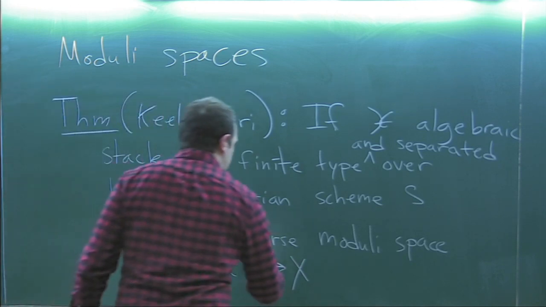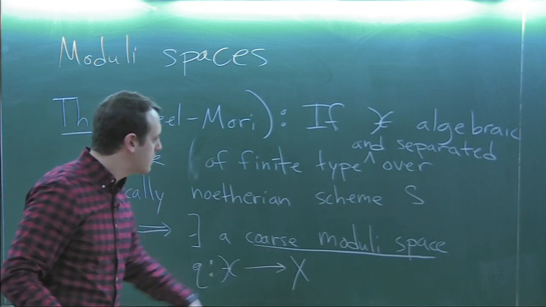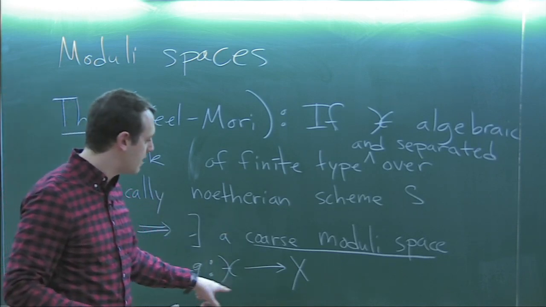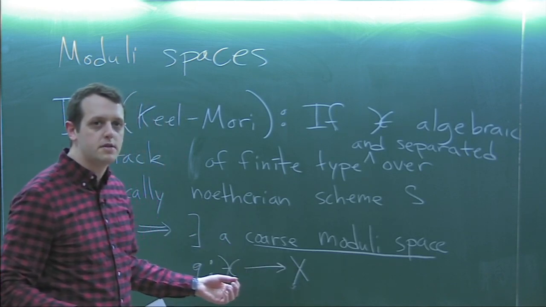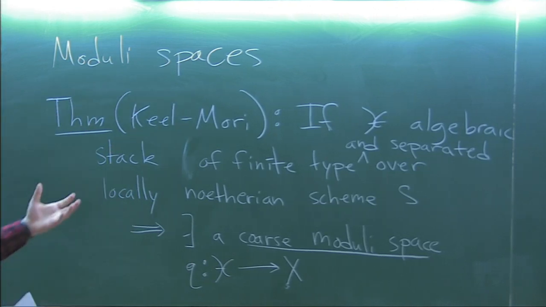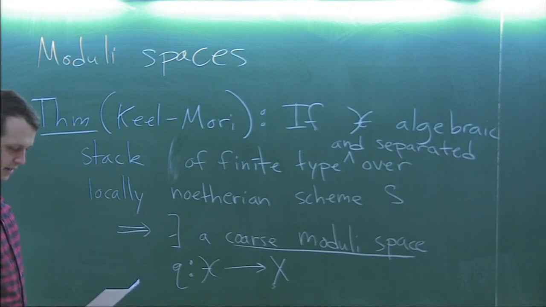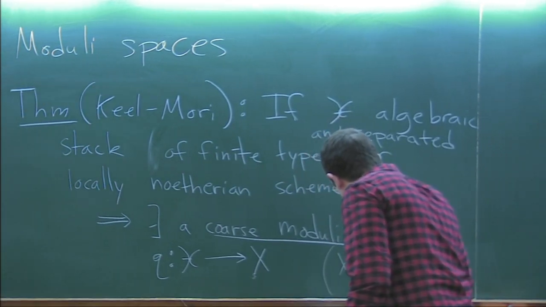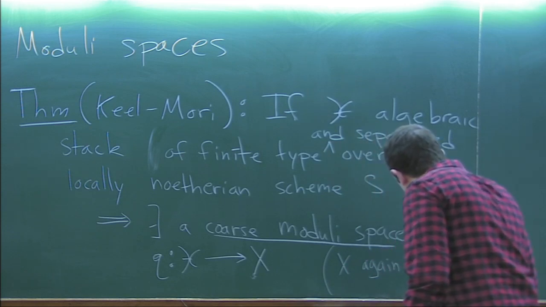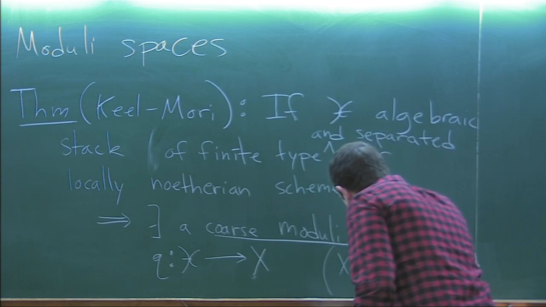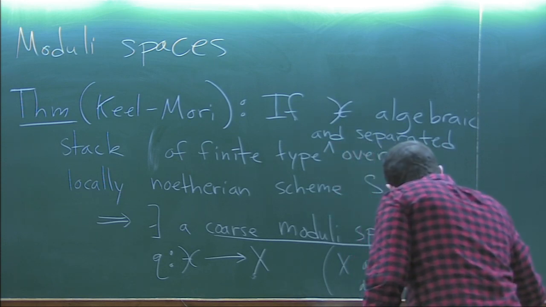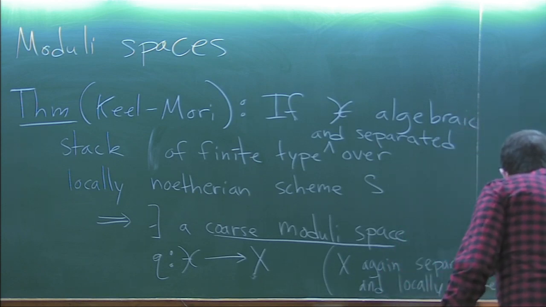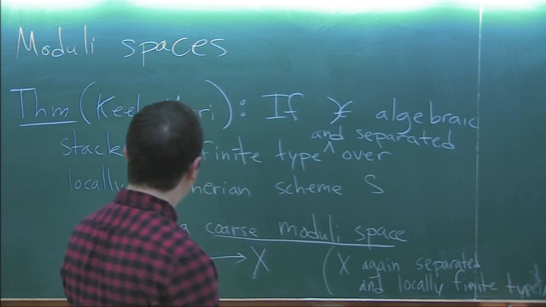And what do I mean by coarse moduli space? This is an algebraic space X and a map like this that should be universal among maps to other algebraic spaces. So any map from the stack to some algebraic space factors uniquely through X. And this should be bijective on geometric points. So that gives you this construction of a coarse moduli space. And also, under these hypotheses, X will again be separated and locally of finite type over S. Okay, so that's the Keel–Mori theorem.